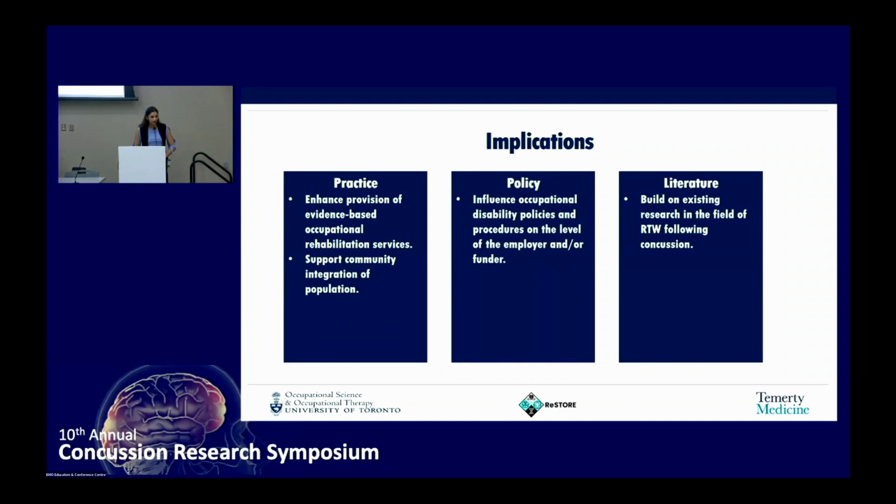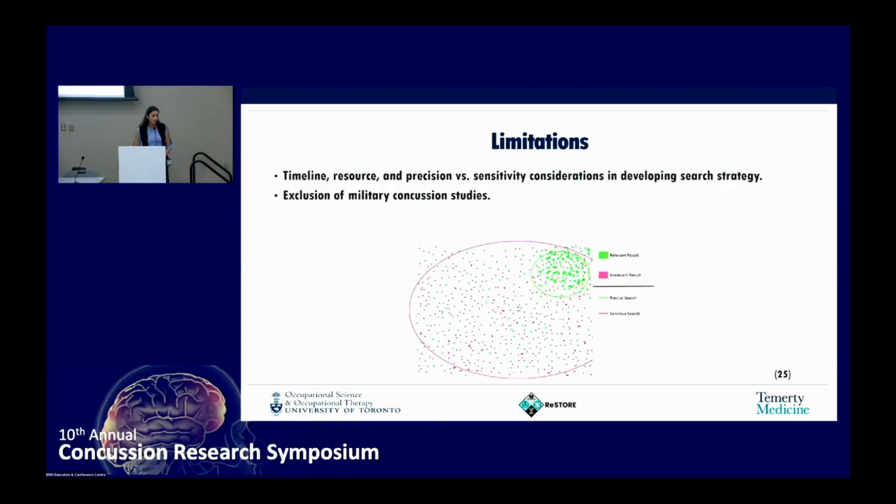So really just to provide a quick conclusion, there are practice, policy, and literature level implications for this study. We've identified some limitations. One might be that our study was a little bit too precise because of timeline and resource constraints. And we also excluded military concussion studies because we found that largely the mechanism was blast-related injuries, and those might not be generalizable to the population that we're looking at.